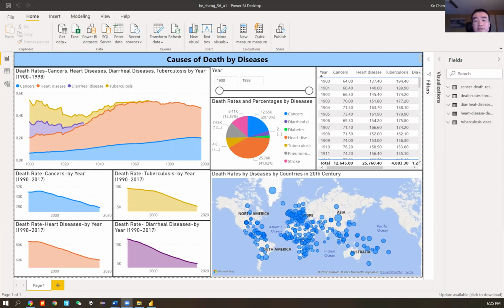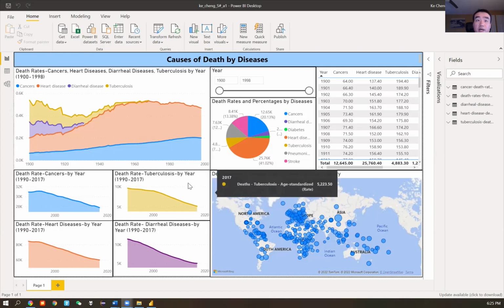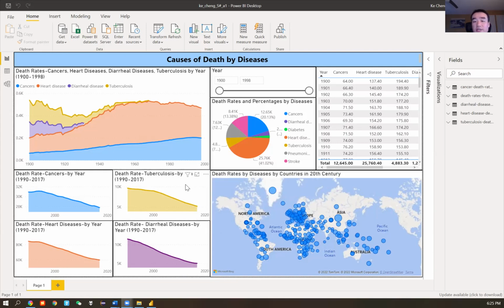Although the death rates have significantly declined during recent years, these diseases are still the most dangerous killers in the world. People should pay attention to them and try our best to fight against these diseases.